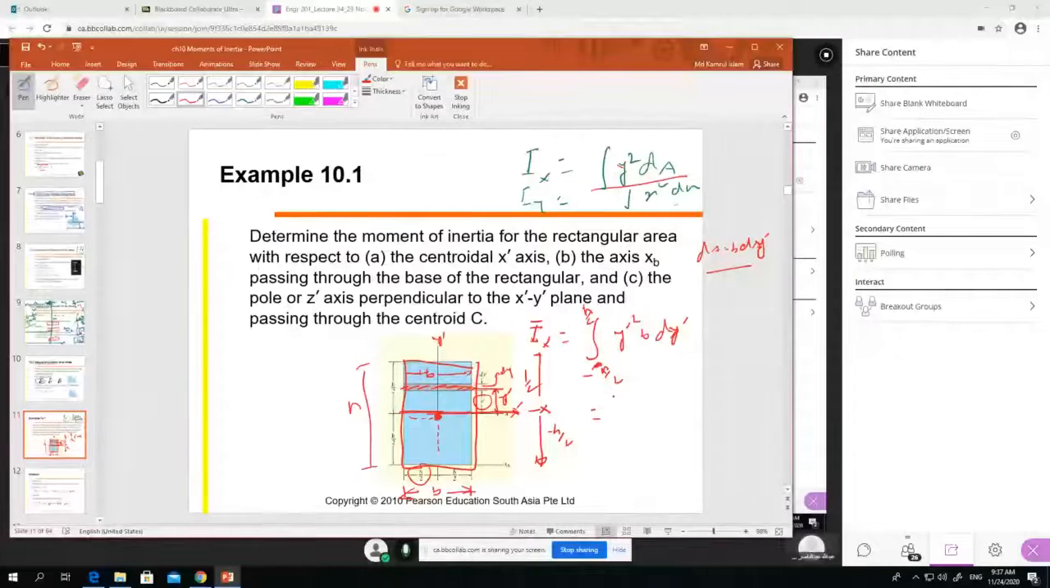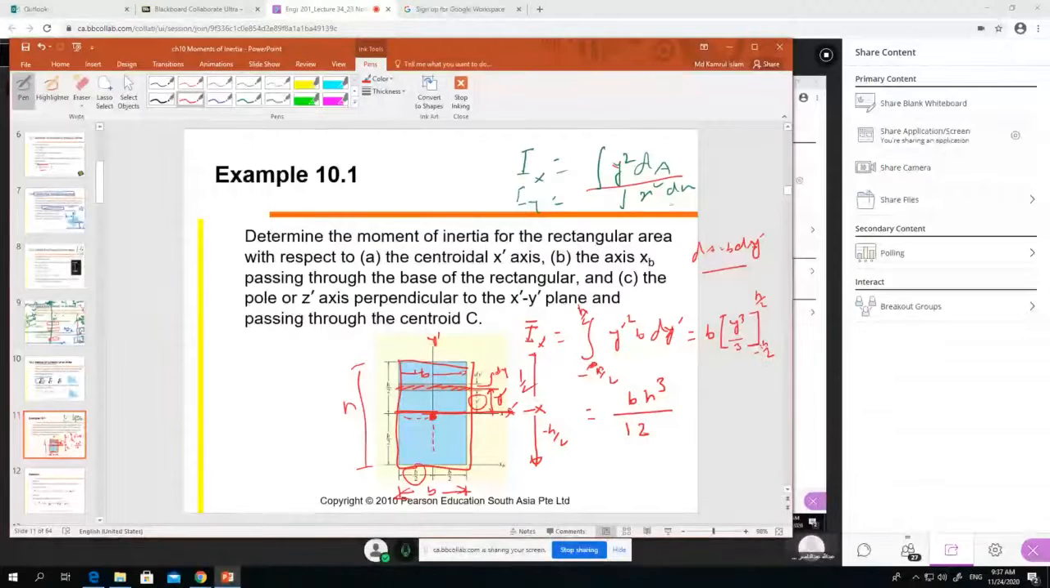Then you just do the integration, and after doing the integration you will find the result is b h cubed divided by 12. So b into y cubed divided by 3, between plus h by 2 and minus h by 2. If you do the calculation, you will find Ix equals b h cubed over 12. This is the formula for Ix.